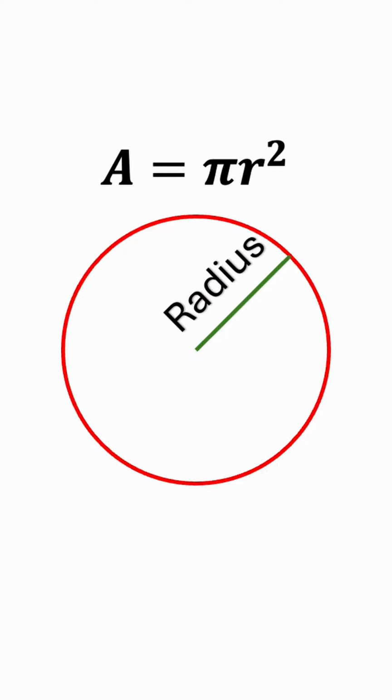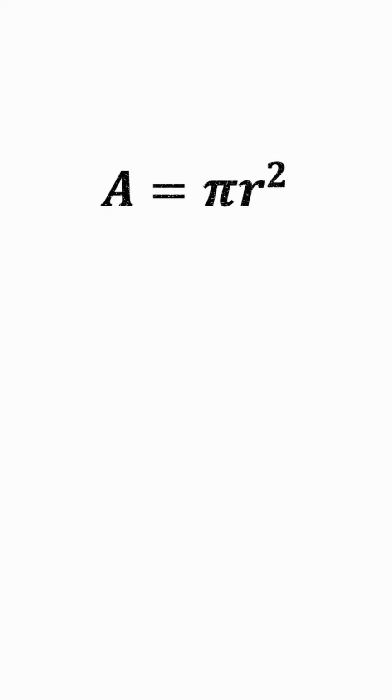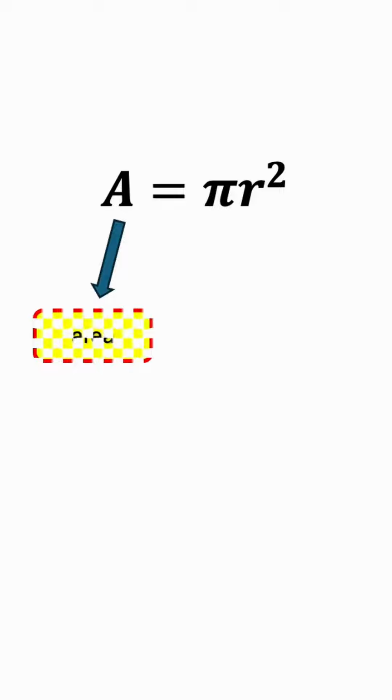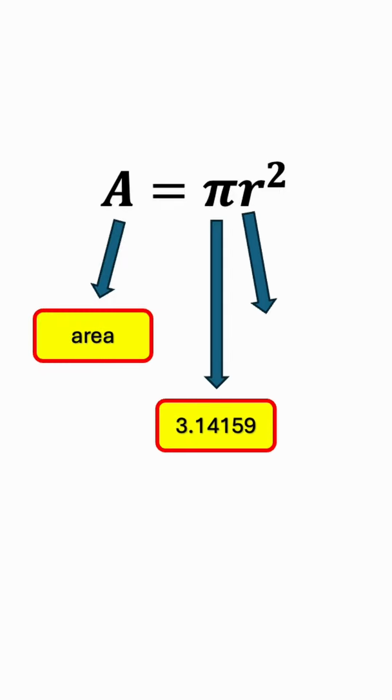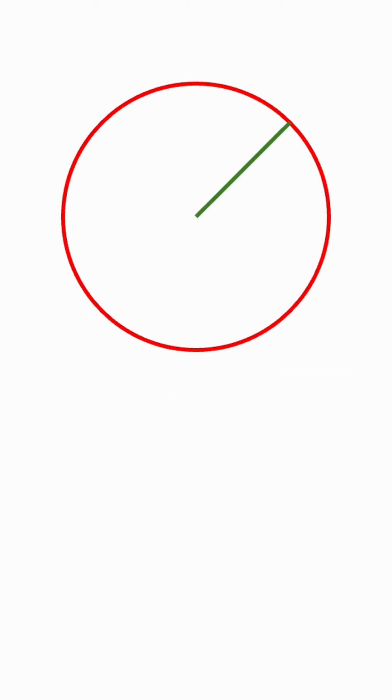Let's get started. To find the area of a circle, you need just two things, the radius and the formula. The formula for the area of a circle is A equals pi times r squared. Now, let's break that down. A stands for area, pi is a mathematical constant approximately equal to 3.14159, and r is the radius of the circle.